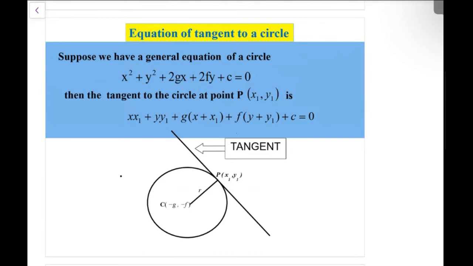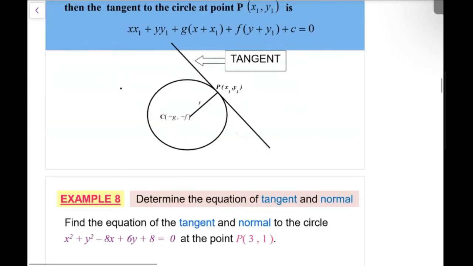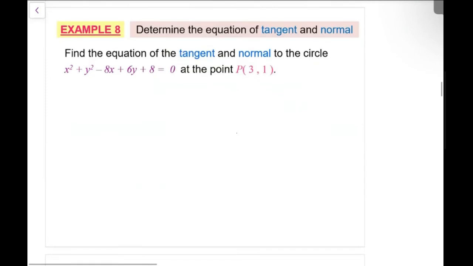So x1 and y1 is the given point in the question. So g and f, c we will obtain from the equation of a circle. So let's do some examples. So we have to determine the equation of tangent and normal to a circle at the given point 3 and 1.